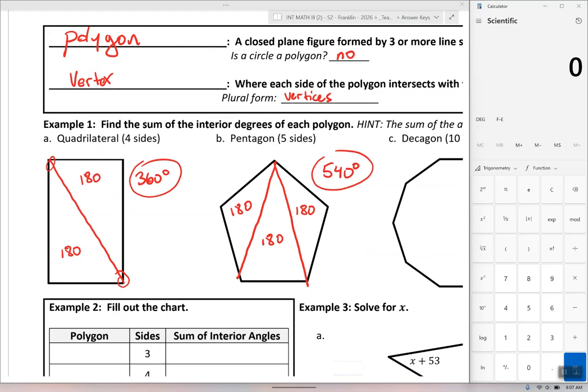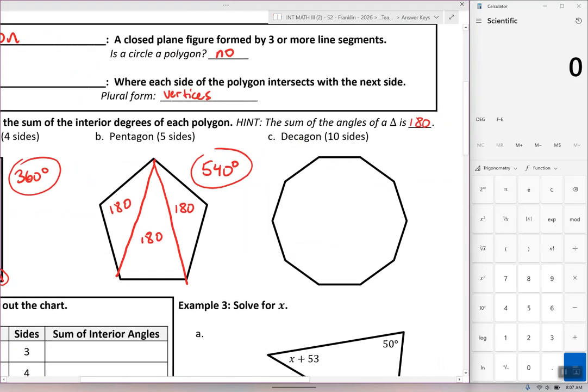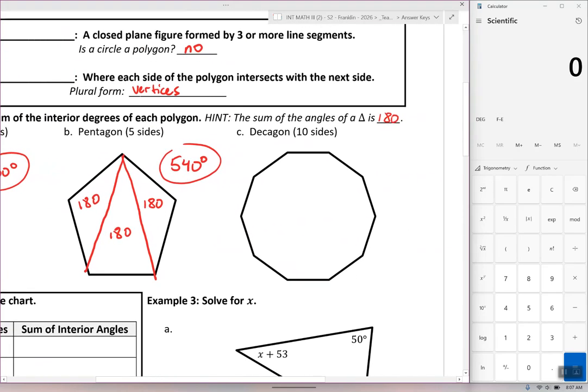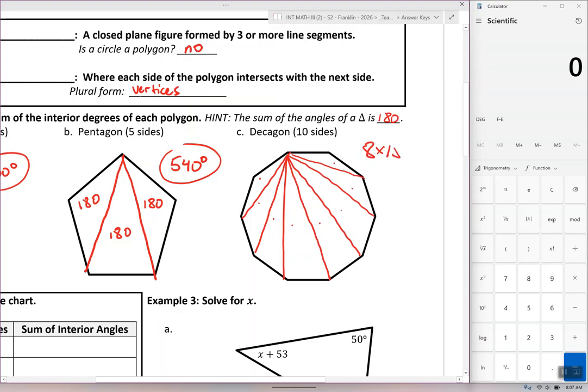I have a feeling I'll need a calculator for the next one, so I'll bring that up. For a decagon, 10 sides. Again, we're going to draw as many triangles as we can. And I find it easiest to think about if I just always originate from the same point when I'm splitting these up. So we have 1, 2, 3, 4, 5, 6, 7, 8 triangles. So we have to do 8 times 180, which is 1,440.